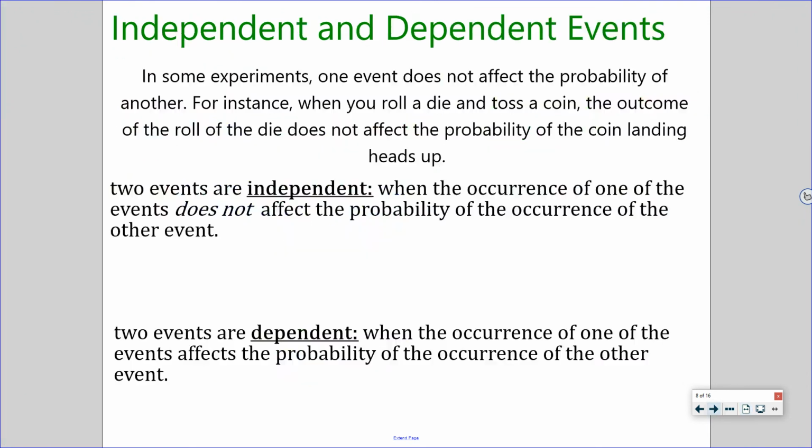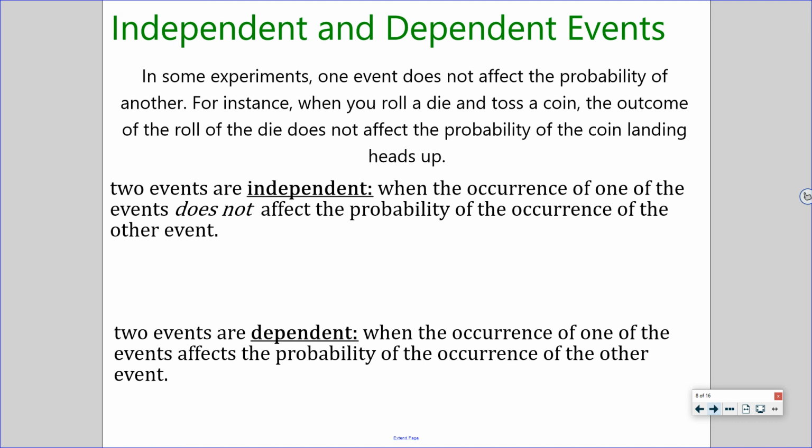Okay. Last thing I want to talk about, and then we'll stop here. Tomorrow we'll get into independent and dependent events because that introduces us to the multiplication rule. So just a quick overview of what these are. When one event does not affect the probability of another event happening, we call those independent events. For example, if you roll a dice and toss a coin, the outcome of the dice does not affect the toss of the coin. That would be independent.